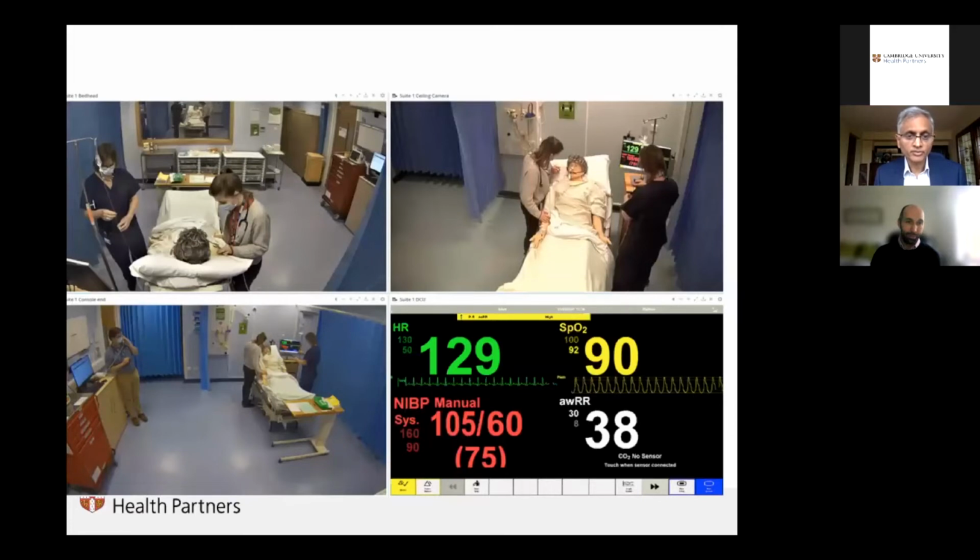This is an example of how a simulation scenario might be watched by delegates in an adjacent room. So there are 4 cameras in the simulator center, and each camera is showing different angles of the scenario going forward, including watching what's happening on the monitors.